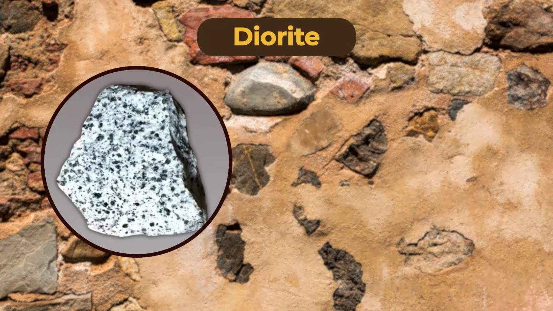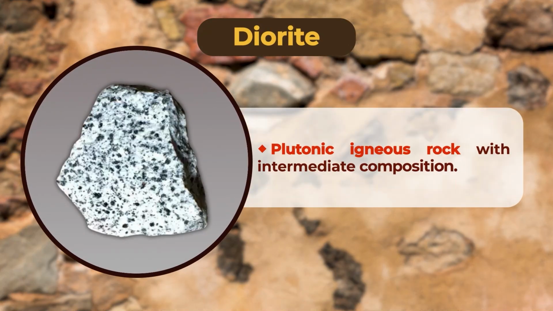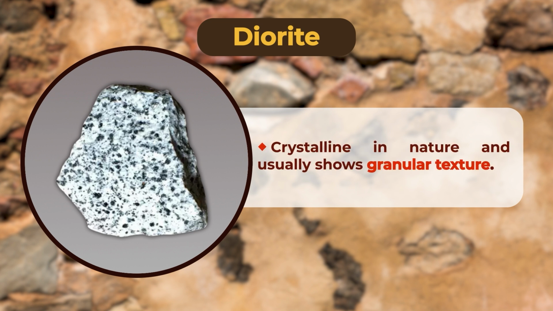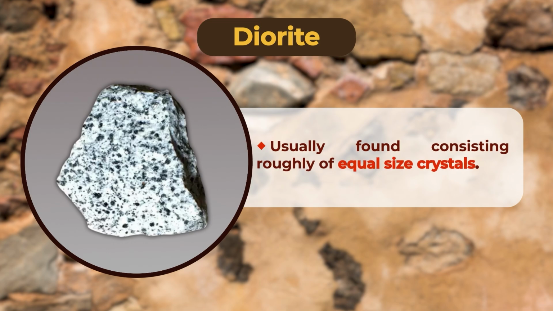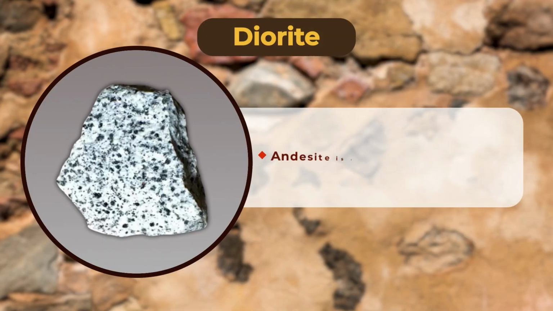Now we come to the next intermediate rock, that is the diorite. This is also a plutonic igneous rock with intermediate composition. Crystalline in nature, they show granular texture. They are usually found consisting of roughly equal size crystals, as can be seen in the hand specimen on the right hand side. And this site happens to be the volcanic equivalent of diorite.